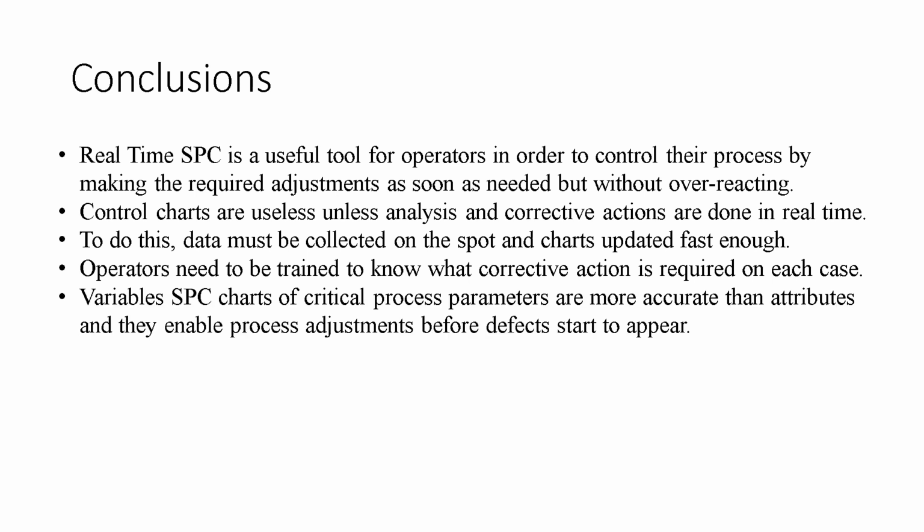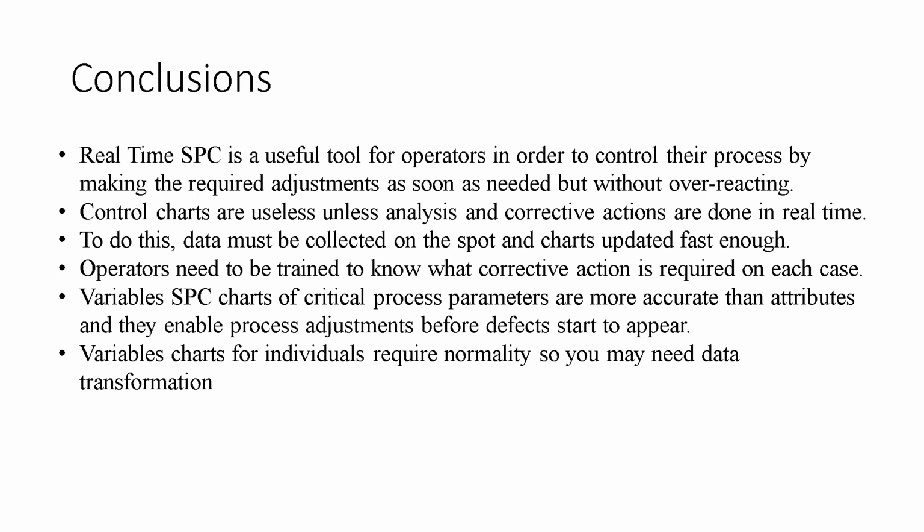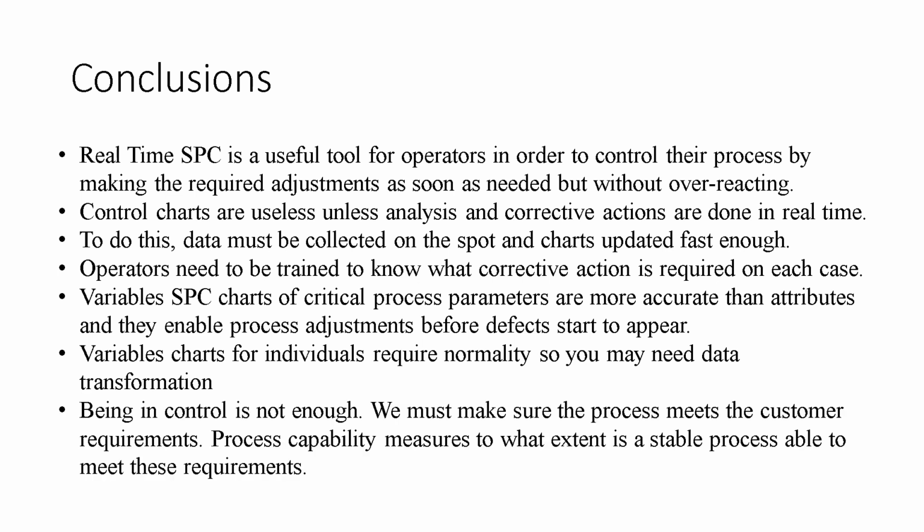Variables SPC charts of critical process parameters are more accurate than attributes, and they enable process adjustments before defects start to appear. Variables charts for individuals require normality, so you may need data transformation. Being in control is not enough. We must make sure the process meets the customer requirements. Process capability measures to what extent a stable process is able to meet these requirements.